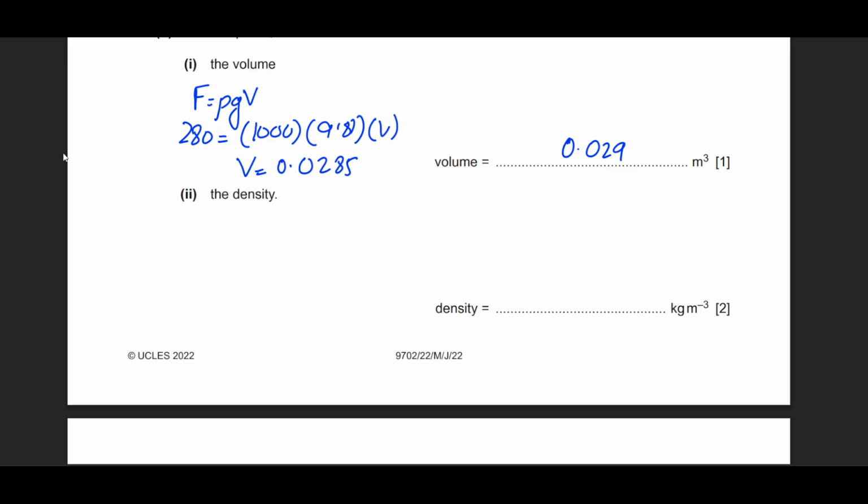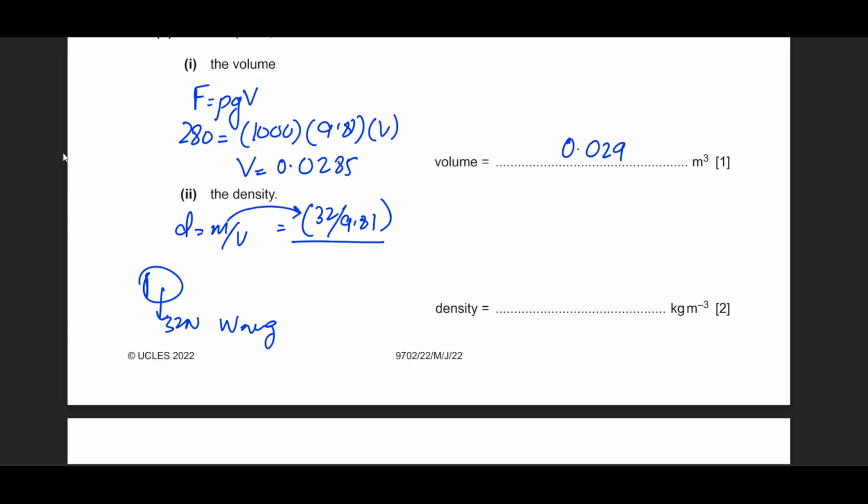The density is simply mass over volume. He says that the weight of the sphere was 32 newtons. So I will use this to find out the mass by using W equals mg. So that simply becomes 32 divided by 9.81. This becomes the mass of the sphere, and the volume was found in the previous part, which is 0.029. So this comes out as 112 kilograms per meter cube, which is going to be 110, up to two significant figures.